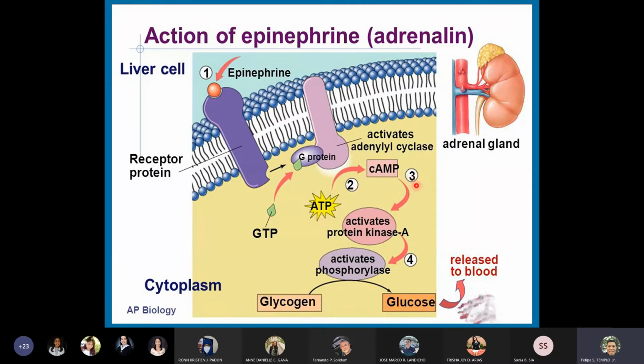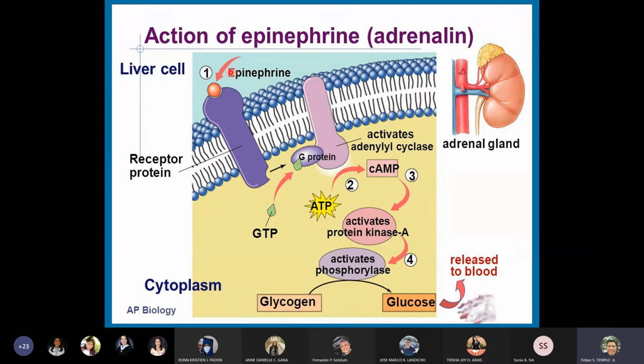That's the second step. The cyclic AMP will now activate your protein kinase, which is again present inside your cytoplasm. And the activated protein kinase will in turn activate your phosphorylase, which is the enzyme necessary to convert your glycogen into glucose. And thus the glucose is released into the blood.